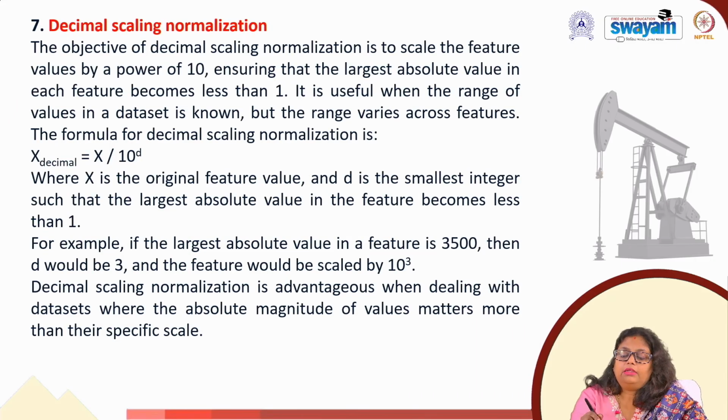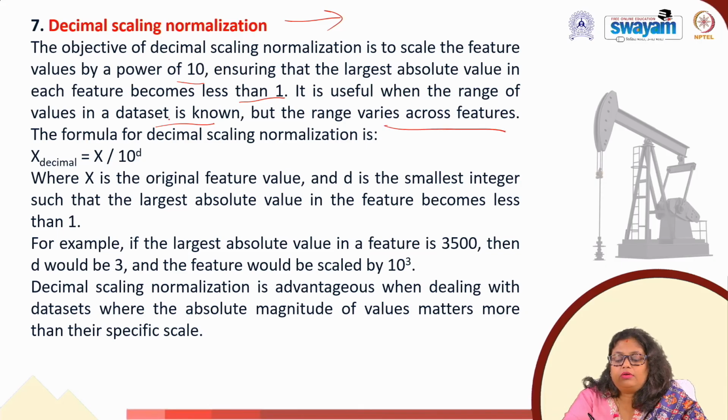Okay, another normalization is decimal scaling normalization. The objective of decimal scaling normalization is to scale the feature values by a power of 10, ensuring that the largest absolute value in each feature becomes less than 1. When is it going to be useful? When the range of the values in the data set is known, but the range varies across features.